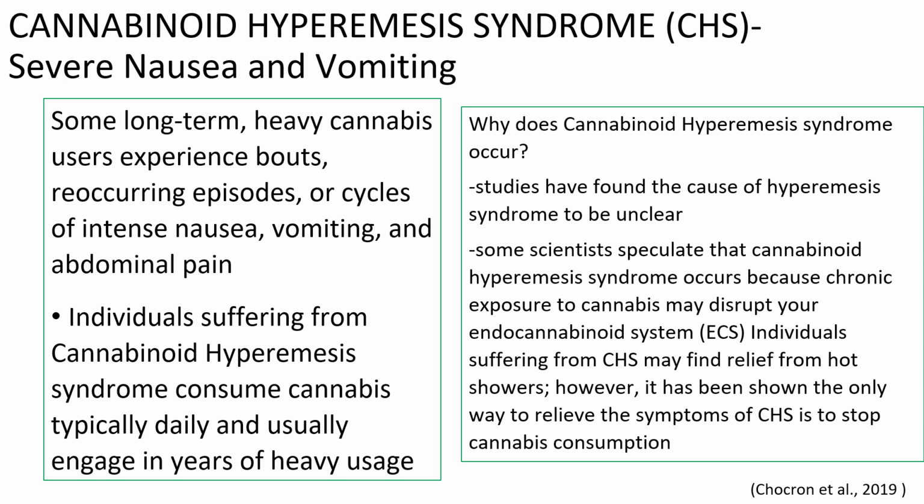Why does cannabinoid hyperemesis syndrome occur? Studies have found the cause of hyperemesis syndrome to be unclear. Some scientists speculate that cannabinoid hyperemesis syndrome occurs because chronic exposure to cannabis may disrupt your ECS, or endocannabinoid system. Individuals suffering from CHS may find relief from hot showers. However, it has been shown the only way to relieve the symptoms of CHS is to stop cannabis consumption.